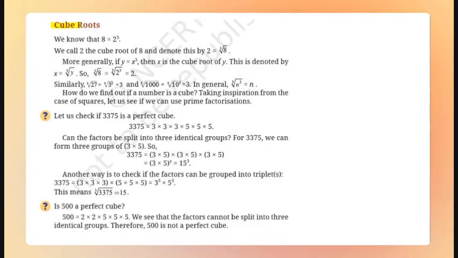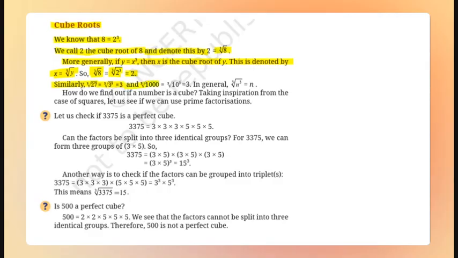So the next topic is cube roots. We know that 8 is equal to 2 cube. We call 2 the cube root of 8 and denote it by the cube root of 8. More generally, if y is equal to x cube, then x is the cube root of y. This is denoted by x is equal to cube root of y. So the cube root of 8 is equal to the cube root of 2 cube, which is equal to 2. Similarly, cube root of 27 is equal to cube root of 3 cube, which is equal to 3.